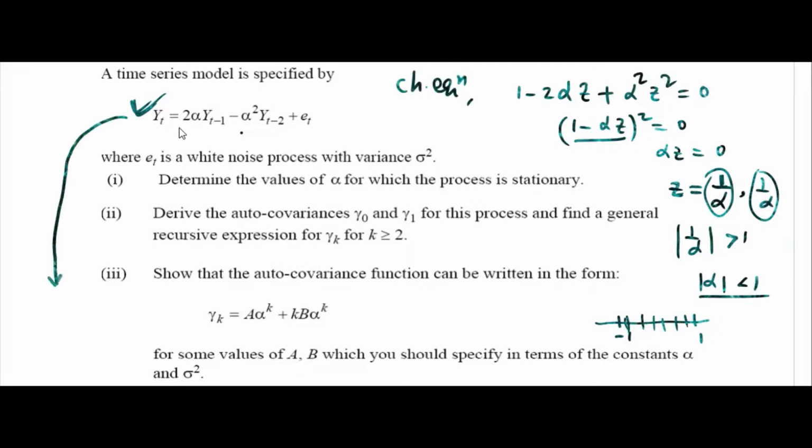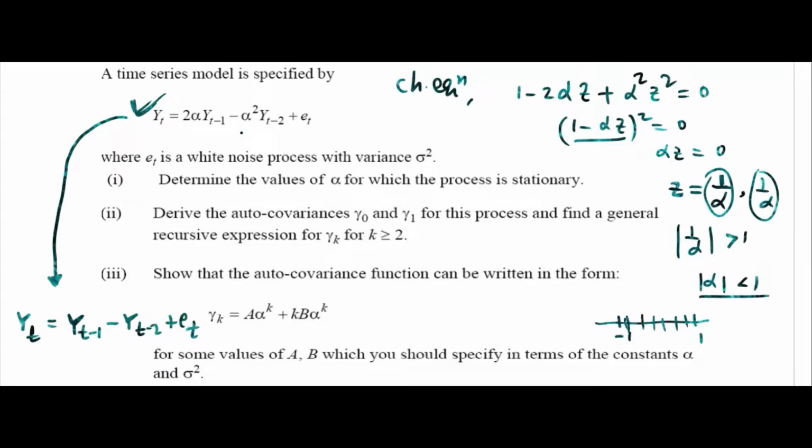Then what will happen? Because we talked about alpha: for 1 by alpha greater than 1, it's stationary. Less than 1, it's not stationary. Okay, now take 1 by alpha exactly equal to 1. Let me write this one. Y_{t-1}, okay, then minus Y_{t-2} plus e_t.